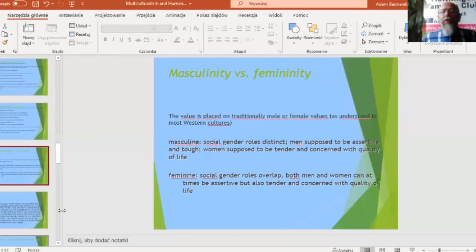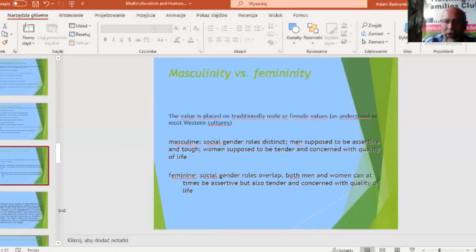Then this is what Hofstede called masculinity versus femininity. And again, we cannot focus on gender aspects here because I'm not distinguishing between male and female biologically. This is what Hofstede meant as certain values that are traditionally applied. So he called this traditionally male values versus traditionally female values, as we have in Western culture. So masculine is where social gender roles are distinct. Men are supposed to be assertive and tough. Women are supposed to be tender and more concerned with quality of life.